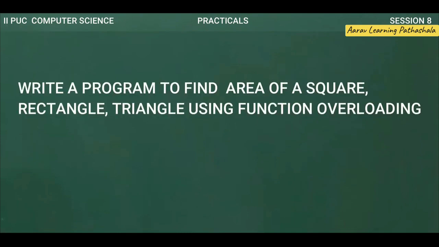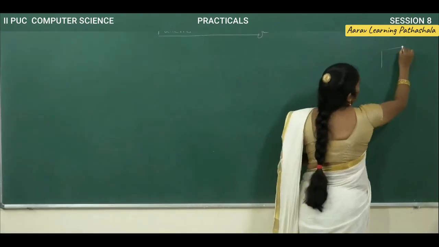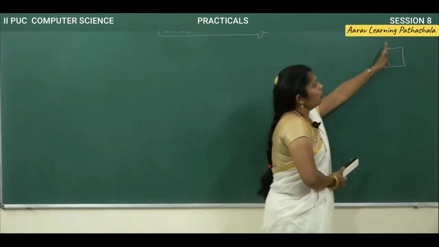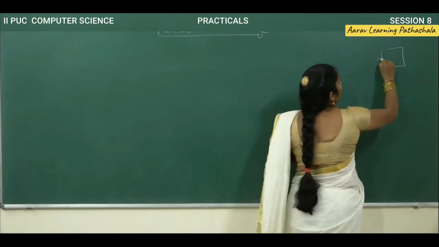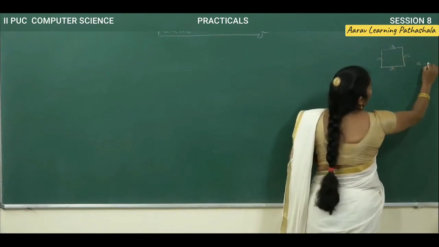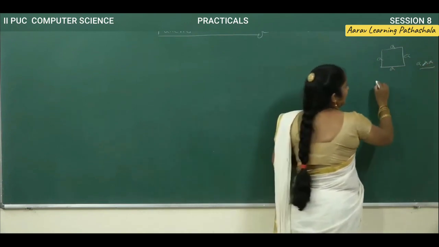Find area of a square, area of a triangle, area of a rectangle. Then how to write? For example, area of a square. In a square, all the sides are the same. Here also A. Therefore, area equals A into A. Is it not? Area of a rectangle.